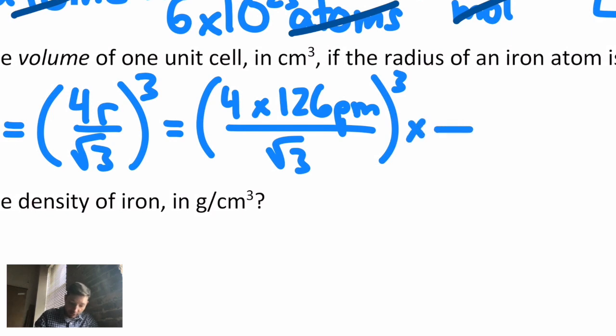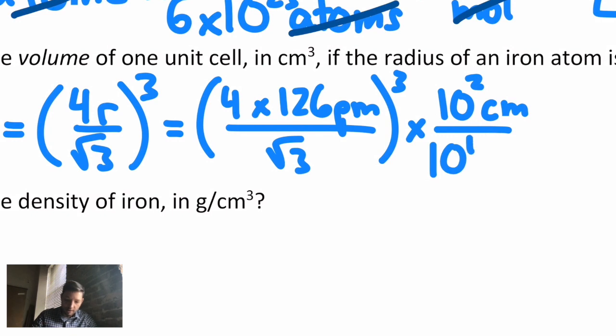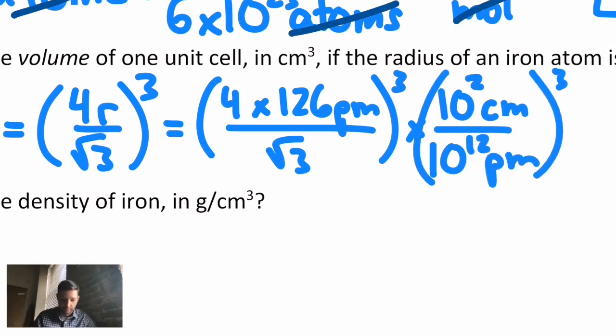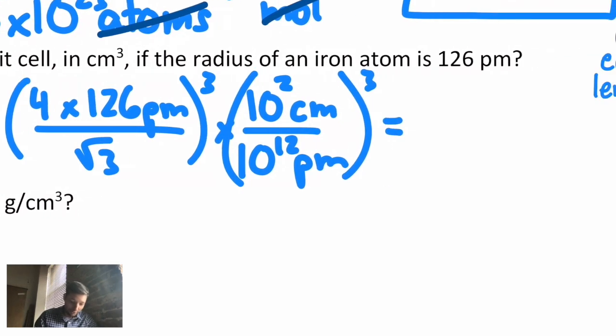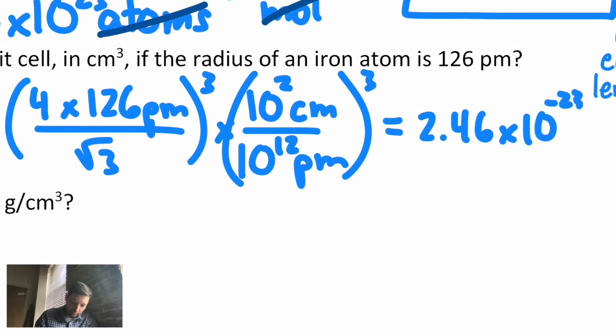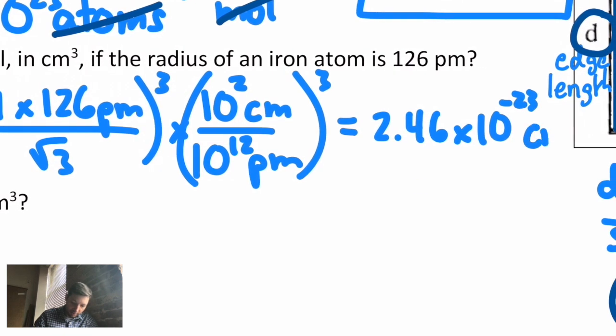To get it into centimeters and out of picometers, there are 100 centimeters inside 10 to the 12 picometers. That's the linear conversion. But if I put a pair of parentheses around it and cube it, now you get the cubic conversion. And then I just have to do that math. You get a very small volume, no surprise. I plug it in, and I get 2.46 times 10 to the negative 23 cubic centimeters.